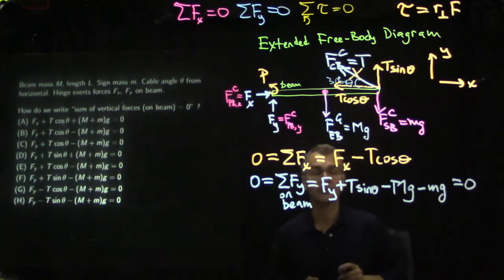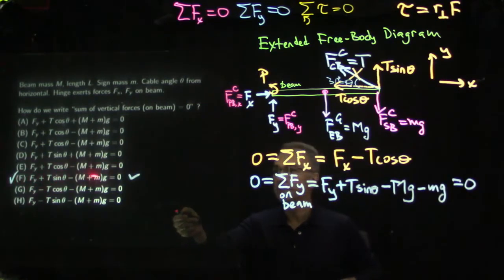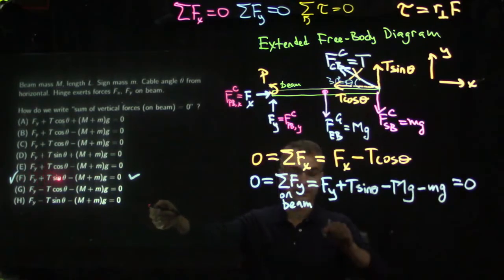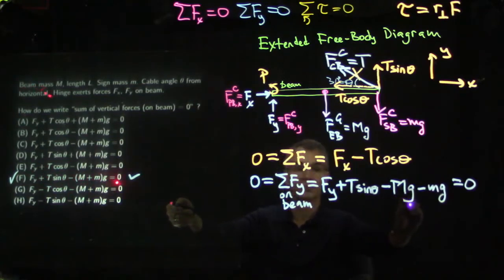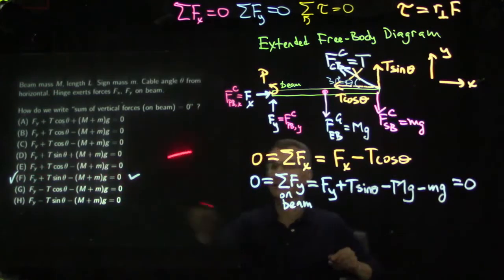So let's see which of our candidate answers seems to match this. I think I like answer F, Foxtrot: pivot force in the y direction plus T sine theta minus big mg minus little mg equals 0. So there we go. I think I like answer F.